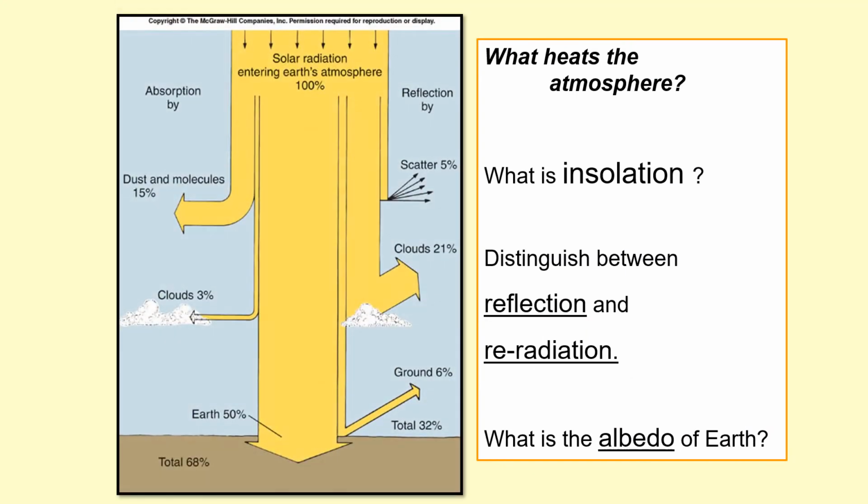And for this diagram, what heats the atmosphere? All right, so a few terms here. What's insolation? Notice I didn't say insulation. Right, that's that pink fiber stuff that you have in your attic. Insolation is a contraction of incoming solar radiation, otherwise known as sunshine.